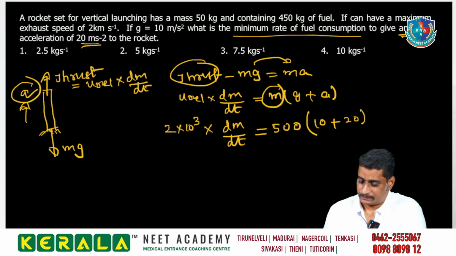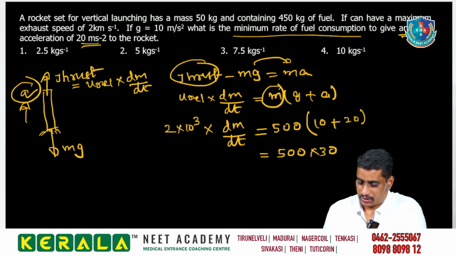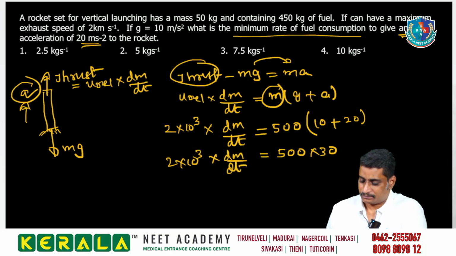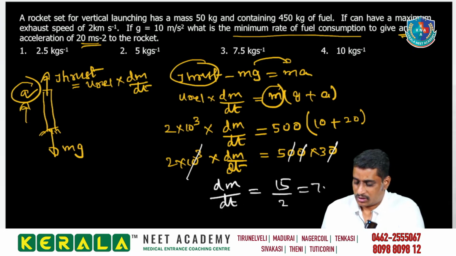So this value will be equal to 500 into 30. So 2 into 10 raised to 3 into dm by dt will be equal to this value. We cancel out these powers. Therefore, dm by dt from this equation will be coming out to be 15 by 2, nothing but 7.5 kilogram per second.